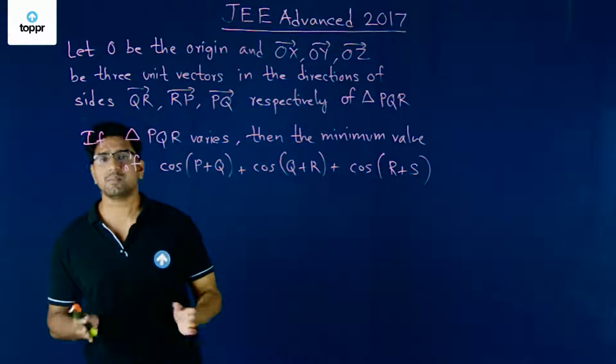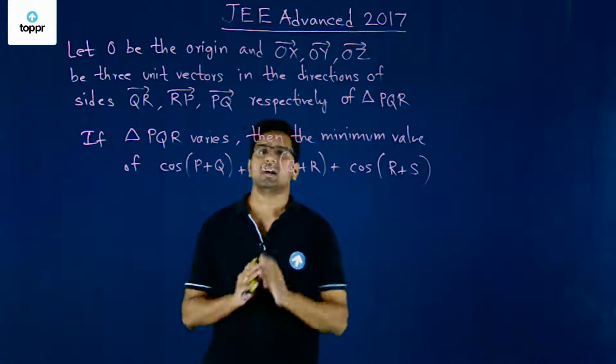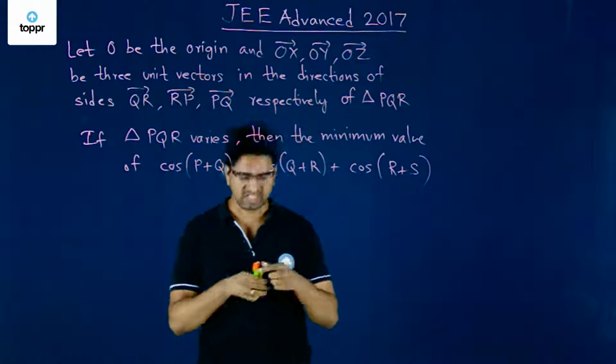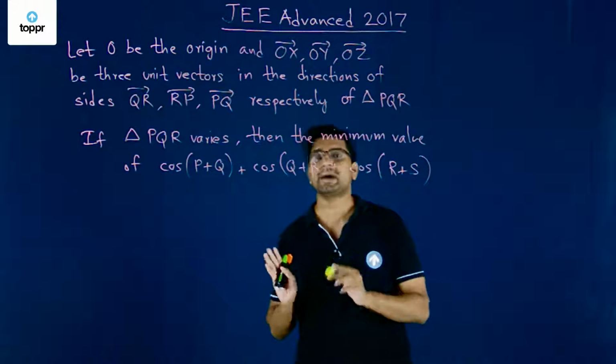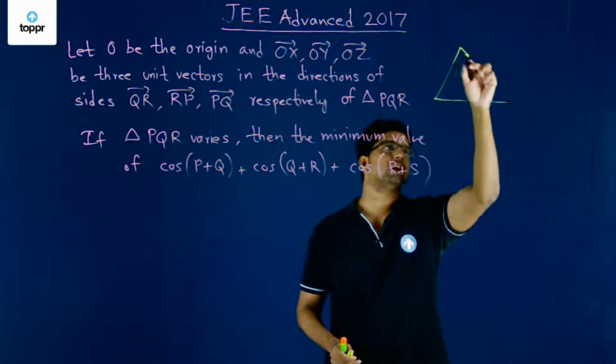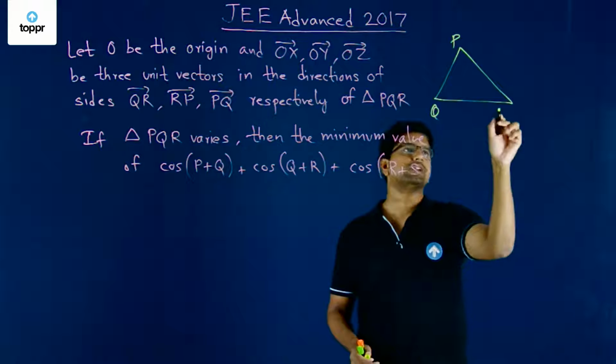So this is the second problem based on the same paragraph in JEE Advanced 2017. Let me just recall what is being given to us. OX, OY and OZ are unit vectors. They are parallel to the sides of a triangle PQR. So we have a triangle PQR, and based on this we have got unit vectors.